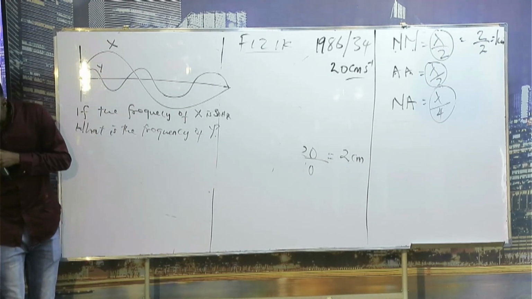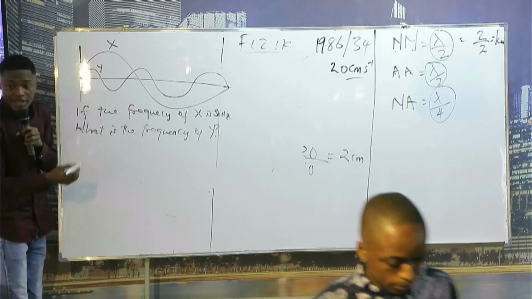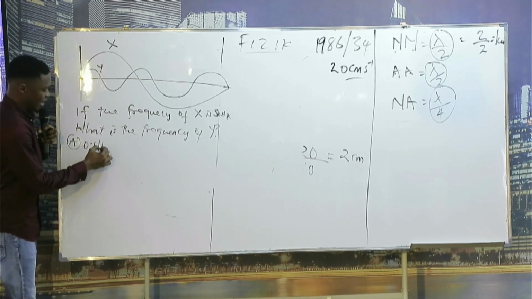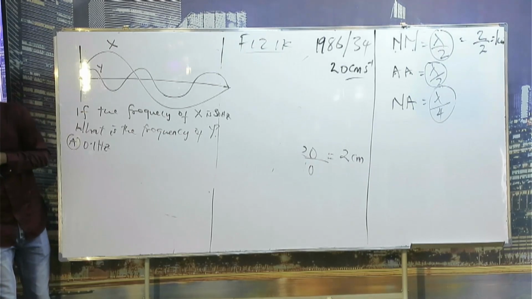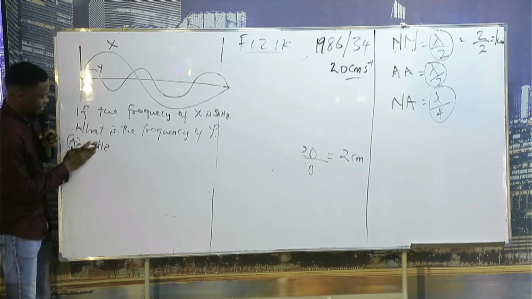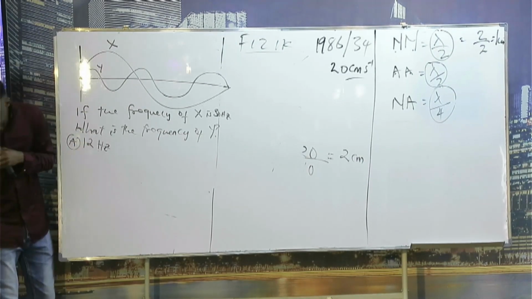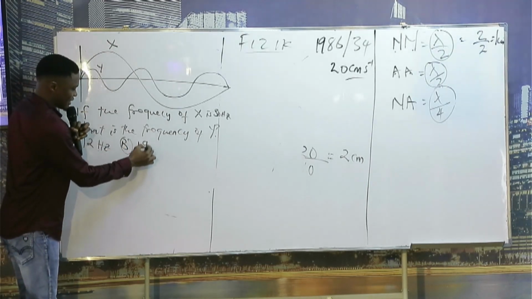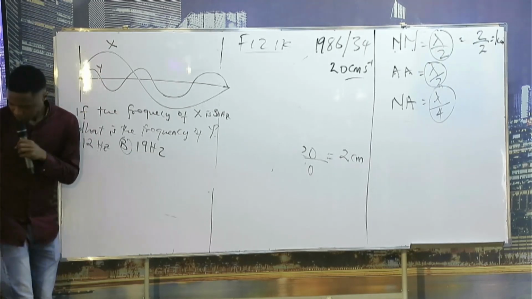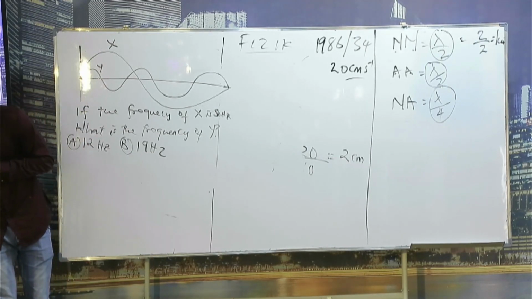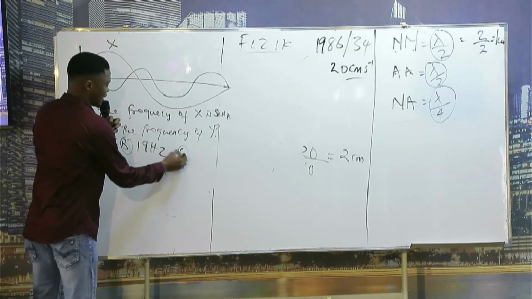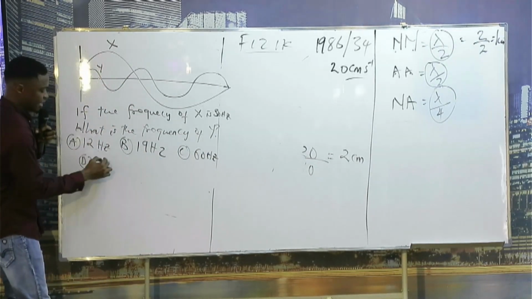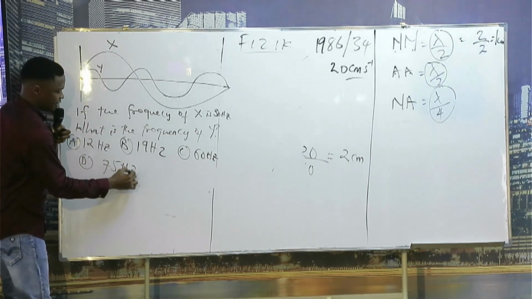Let me write down the options so that when we get the answer, we know. Option A, 12 hertz. Option B, 19 hertz. Option C, 60 hertz. Option D, 75 hertz.